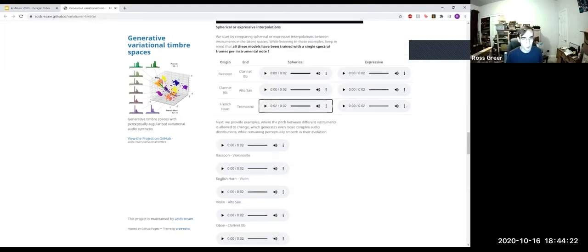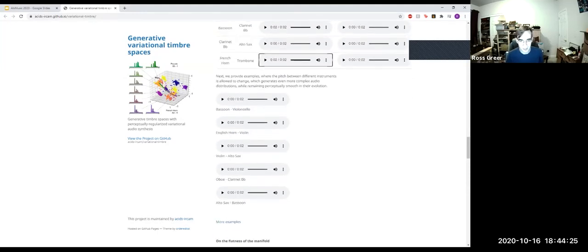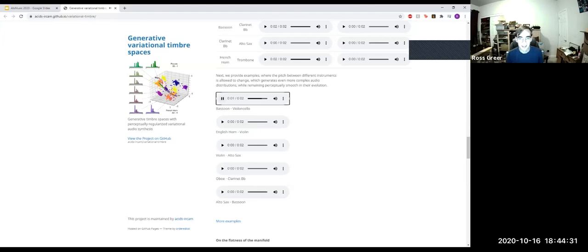Those ones are a little bit easy, woodwind to woodwind, brass to brass. Let's do something more exciting. How about we go bassoon to cello, sounds exciting. Or English horn to violin.